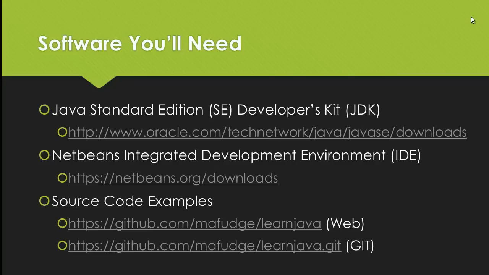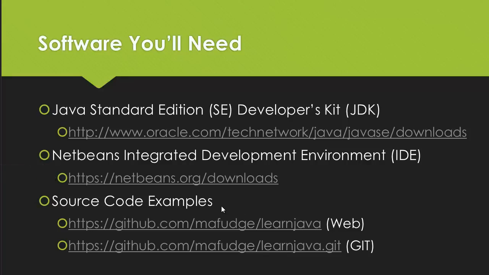Here's a list of the software that you're going to need to complete these lessons. Mainly you're going to need 2 pieces of software and some source code examples that I've written. The first thing you'll need is the Java Developers Kit Standard Edition, and that's this top link here. The second thing you'll need is Netbeans, which is an editor, compiler, and debugger, all integrated into one. It's called an integrated development environment. You can get that at this URL here. And then the last thing you'll need are my source code examples.